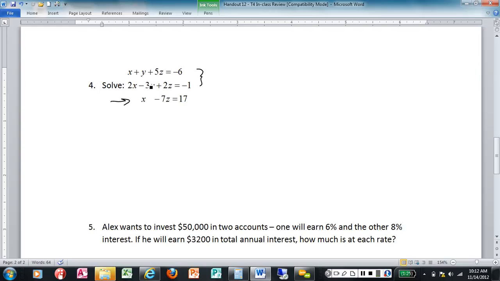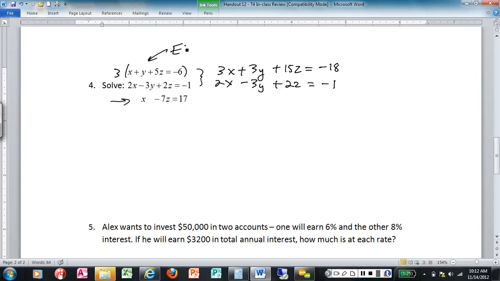Just to get rid of the y's here on the first two, multiply the top one by 3: 3x plus 3y plus 15z equals negative 18. To go along with the 2x minus 3y plus 2z equals negative 1. Again, I'm eliminating the y's on the top two, because that'll go with the third one. It doesn't have a y in it. All right, well, that gets me 5x plus 17z equals negative 19.